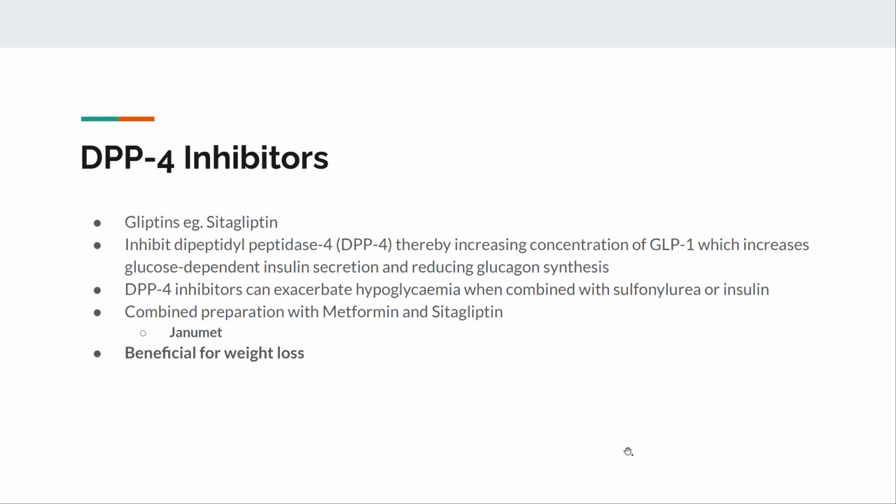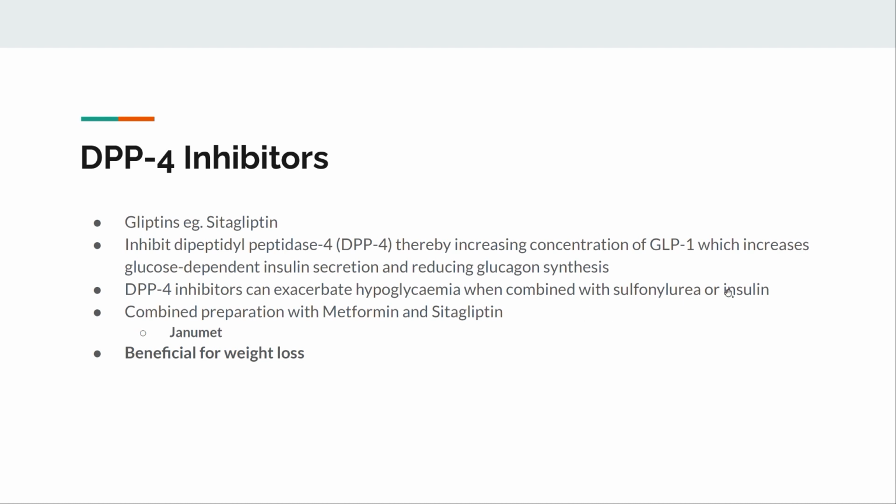DPP-4 inhibitors like sitagliptin or linagliptin inhibit DPP-4, which increases GLP-1, which promotes glucose-dependent insulin secretion. So they don't really cause hypos on their own, because they're just making the pancreas better at doing its job. If the glucose is low, the pancreas won't release any insulin, but when the glucose is high, the GLP-1 will help the pancreas to release insulin properly.